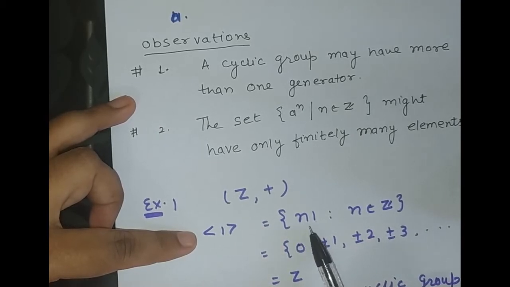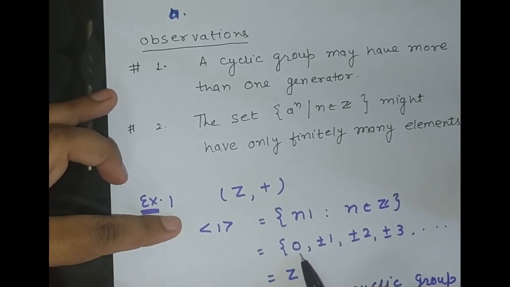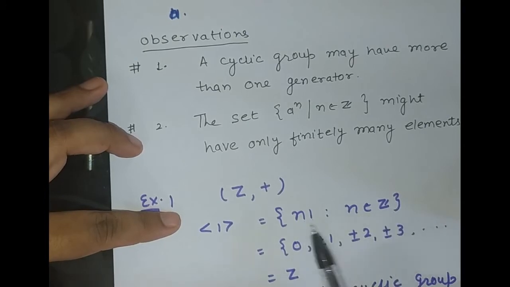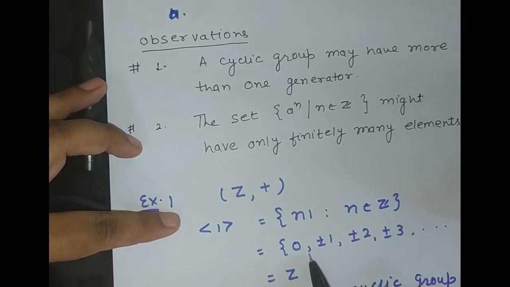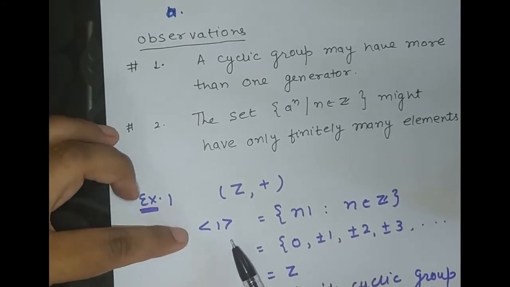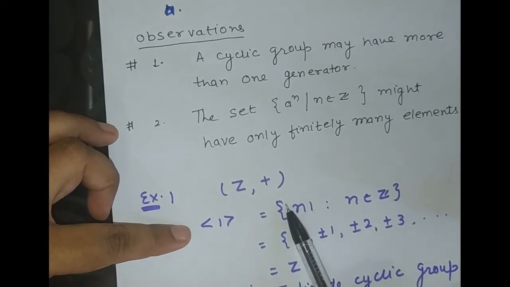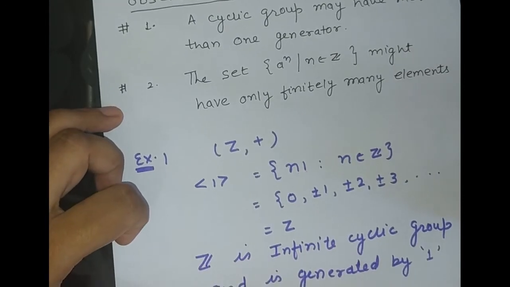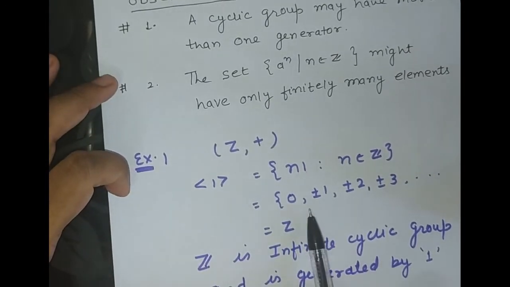Taking the values of n, suppose the first value is 0, so 0 into 1 is equal to 0. When n is equal to 1, this gives plus 1. If the integer value is negative, the next value is minus 1. In this manner, the elements are 0, plus minus 1, plus minus 2, plus minus 3, and so on, and this is equal to the integers. So 1 is the generator of this infinite cyclic group. Similarly, we can prove minus 1 is also a generator of this group.